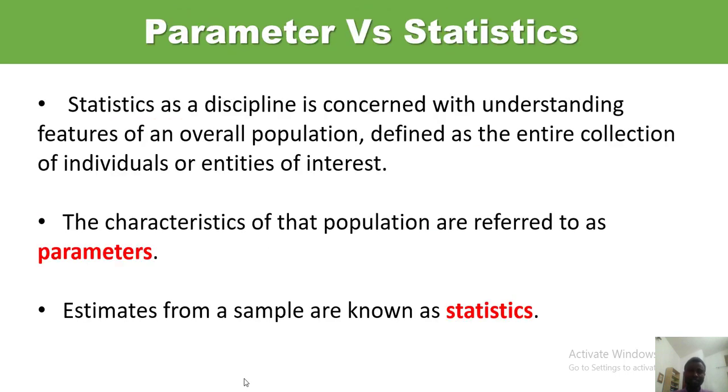So let's talk again about parameter versus statistics. Now, statistics as a discipline is concerned with understanding features of an overall population, defined as the entire collection of individuals or entities of interest. The characteristics of that population are referred to as parameters. Estimates from a sample are known as statistics. So when you think of parameters, think of population. When you think of statistics, think of a sample.